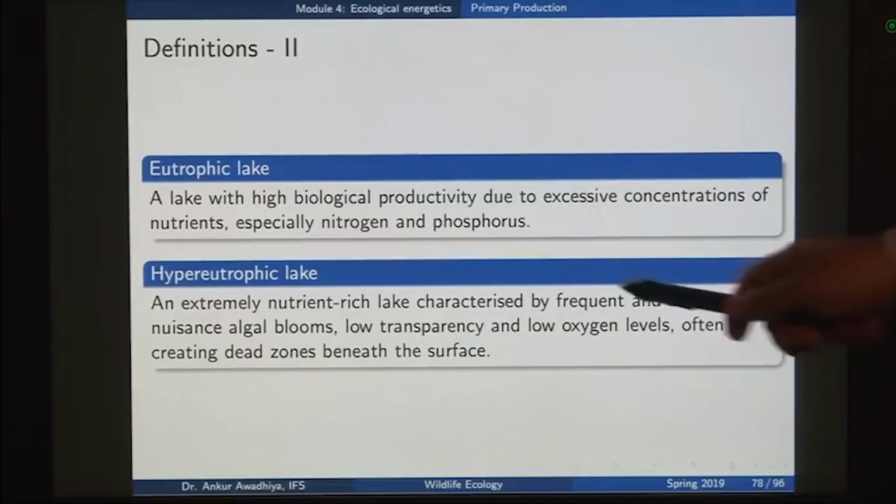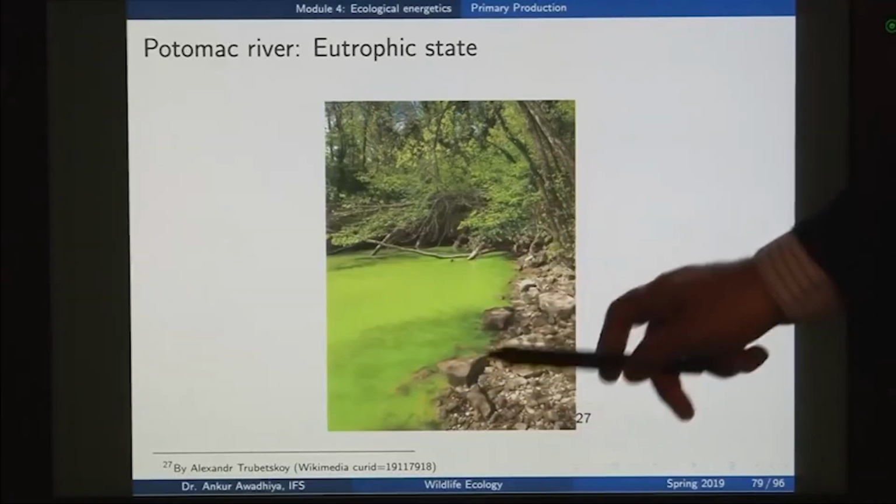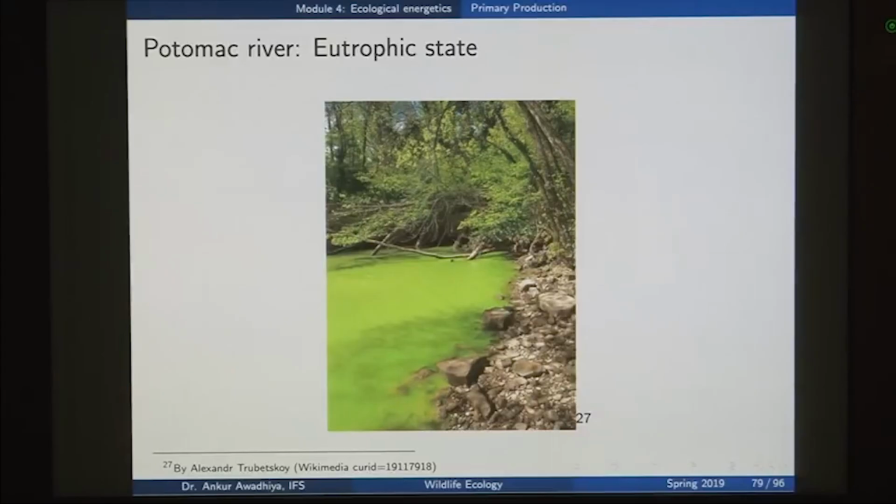So, you will have very low oxygen levels, and the oxygen levels are so low that this lake now does not support any amount of animal life. So, it often creates dead zones beneath the surface. So, this lake only has algae, it does not have anything else. So, this is an example. This is a portion of the Potomac river which is in the eutrophic state, and in this case there is so heavy algal growth here that it has become a hypereutrophic lake or a eutrophic lake.